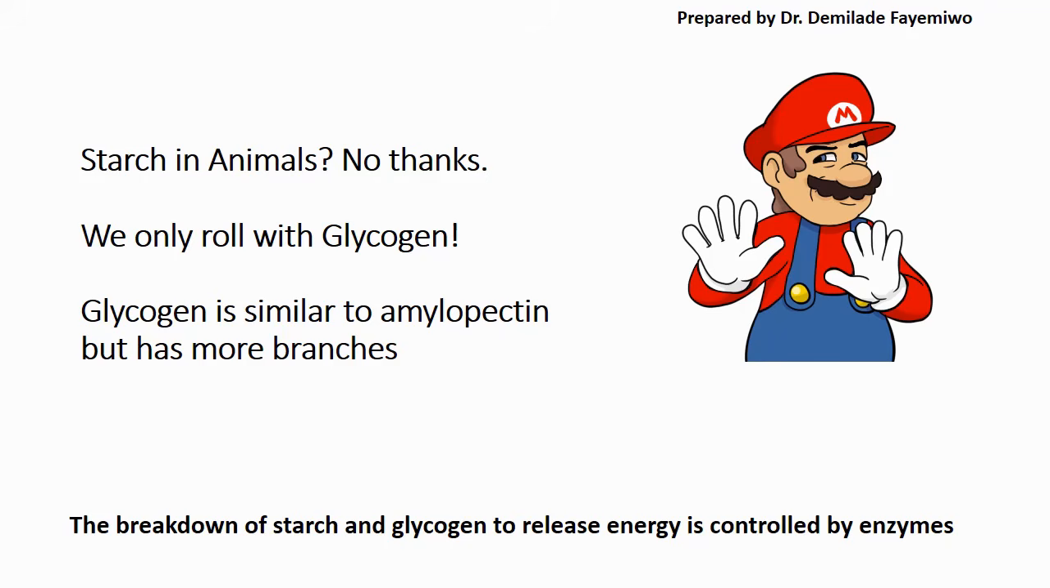So remember that glycogen is made from alpha 1,4 and alpha 1,6 glycosidic bonds. It is similar to amylopectin. Starch is made from amylopectin and amylose. Amylose has alpha 1,4 glycosidic bonds and amylopectin has alpha 1,6 glycosidic bonds. Breaking down starch and glycogen to release energy is controlled by enzymes, and that is something we will go into detail in when we go further in the syllabus.